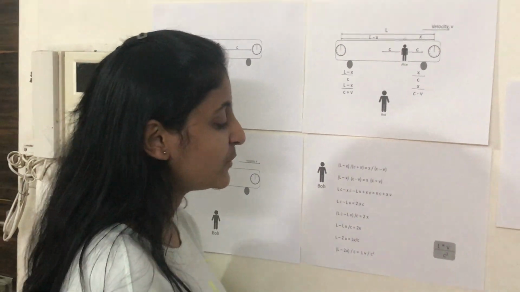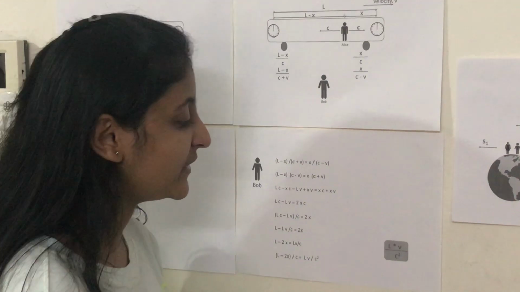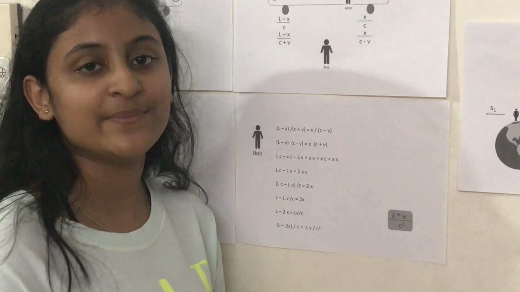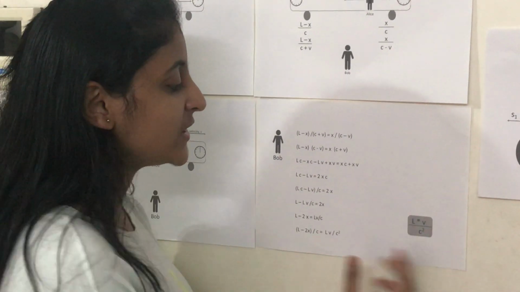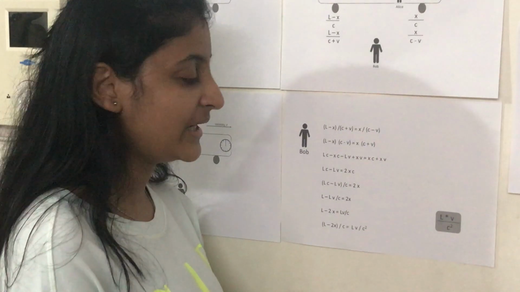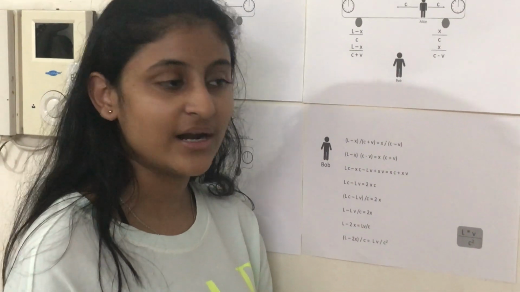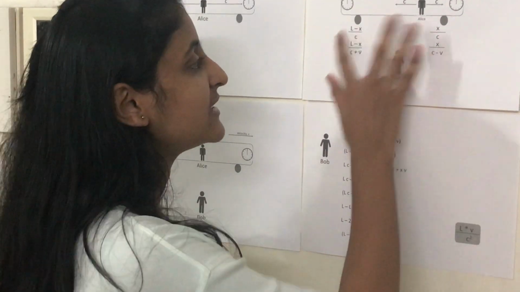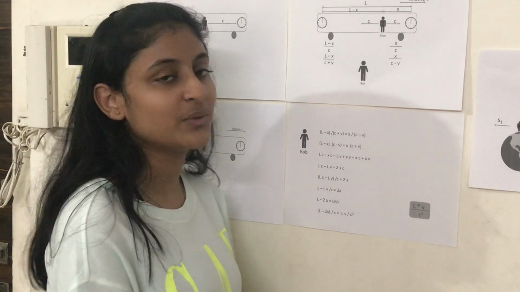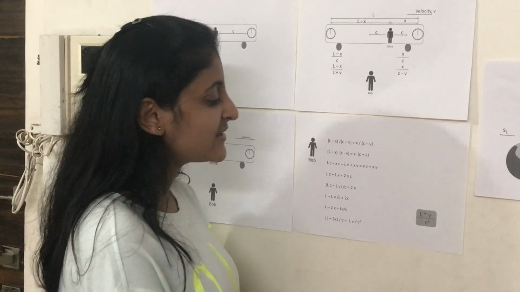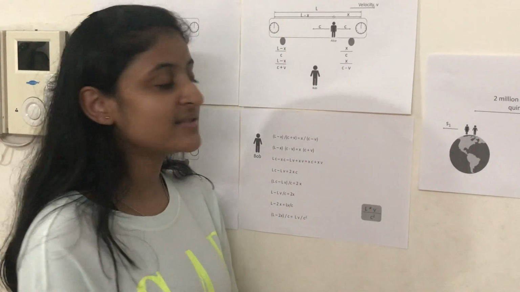Equating these two equations, we get the final equation as L into V upon C square as the loss of simultaneity obtained. So, the loss of simultaneity obtained, whatever be it in minutes, seconds or hours, would be a result of the distance between the two clocks and the velocity with which they are traveling. Now this is a little trivial because the distances and speeds used in everyday life are insignificant. So let us see another example to understand this better.